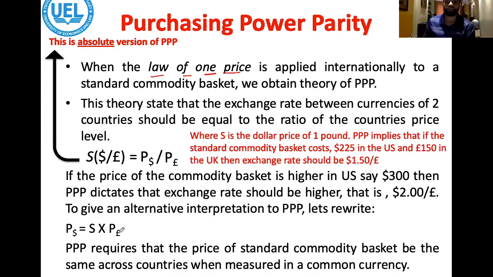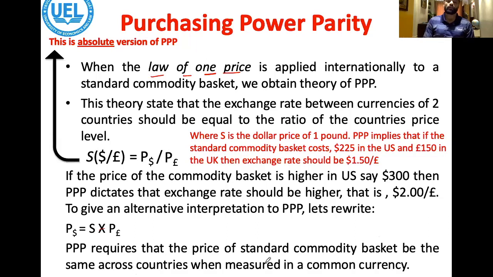But we can rearrange this formula like this: the dollar price equals the spot rate multiplied by the price in pounds. You can do either this or this. It gives us the absolute version of purchasing power parity, right? Okay, one thing we have to remember when estimating the exchange rate with purchasing power parity is that it requires the price of the standard commodity basket to be the same across countries when measured in a common currency.